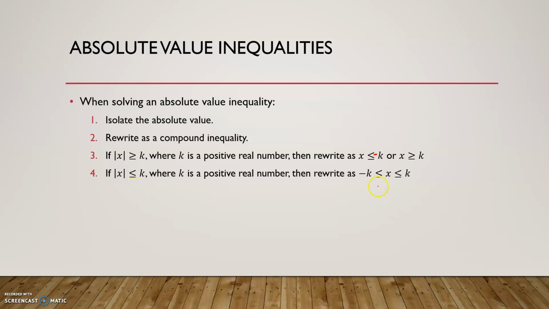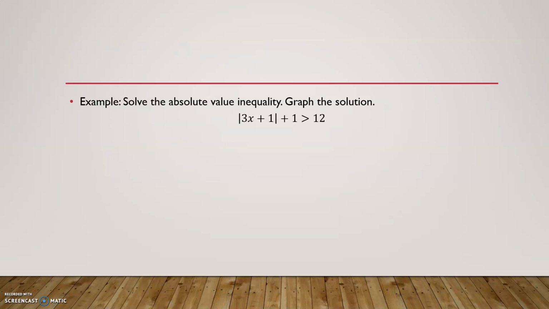If it's less than, we will rewrite it as a compound inequality as an and statement with the x in the middle and with the opposite signs. So rather than talking about this on and on, I'm just going to jump right in and give an example. Here we have the absolute value of 3x plus 1, and then plus 1 is greater than 12. So I need to get that absolute value by itself. The first thing I'm going to do is subtract 1 from both sides so that my absolute value is isolated.